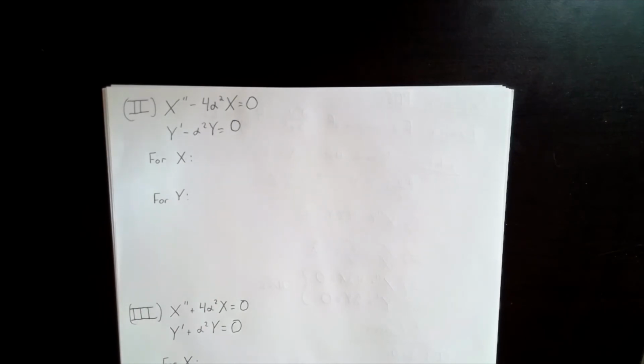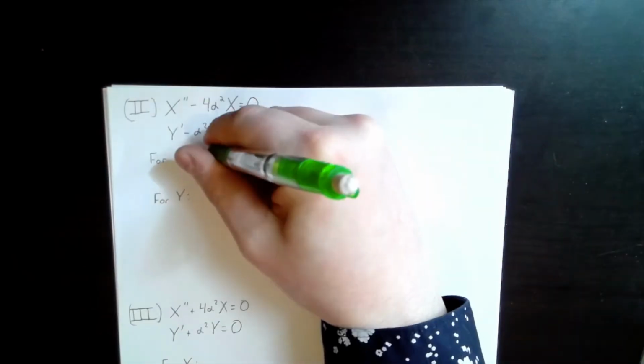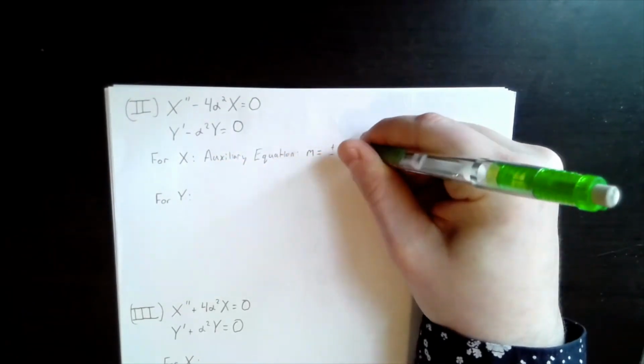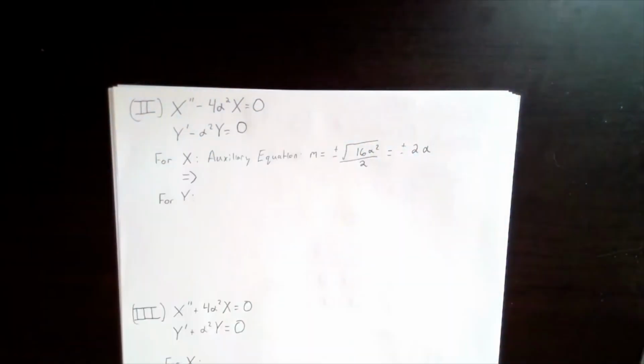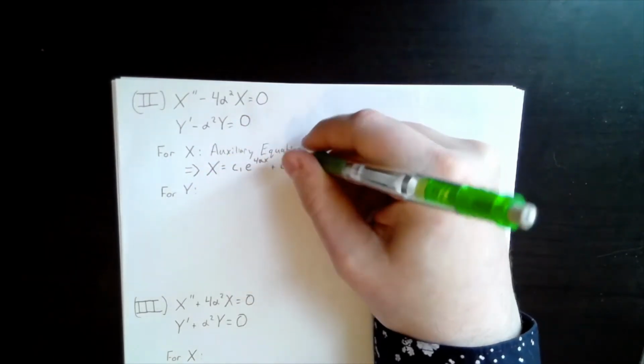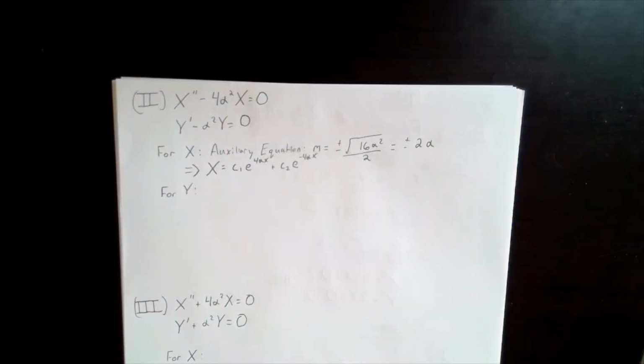For case 2, with lambda less than 0, we have these two differential equations for x and y. You should by now be able to immediately recognize and solve these ODEs. Solving the equation for x, we see that the auxiliary equation yields roots of plus or minus 2 alpha. Then x equals c1 e to the 2 alpha x plus c2 e to the negative 2 alpha x.